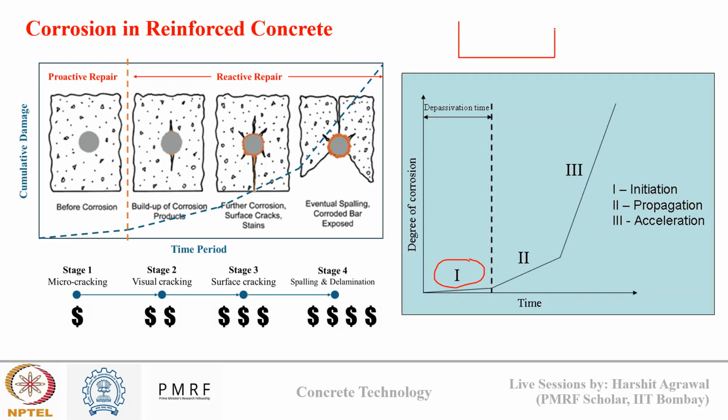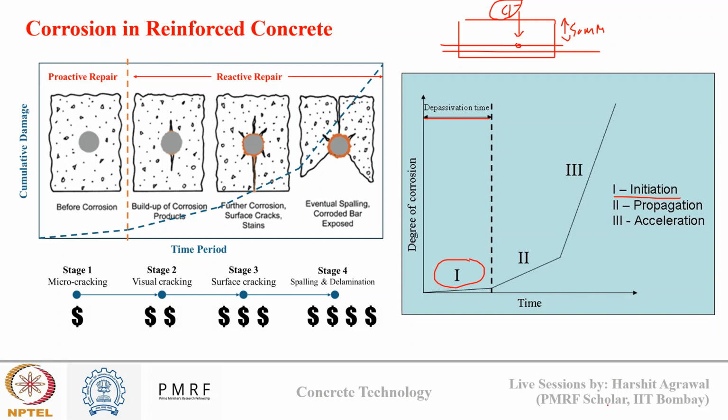So we have a concrete, and this is my steel rebar, and suppose there is a cover of say 50 mm. Initially there is a passive layer formed over the steel surface, so there won't be any corrosion, or the rate of corrosion will be very small. There are chloride ions in the atmosphere, and these ions will ingress through concrete over time. Once these ions reach the steel surface, they will initiate the corrosion. The time taken by these ions to reach the steel surface is known as the initiation period, or the depassivation time. That is stage one of the corrosion cycle.